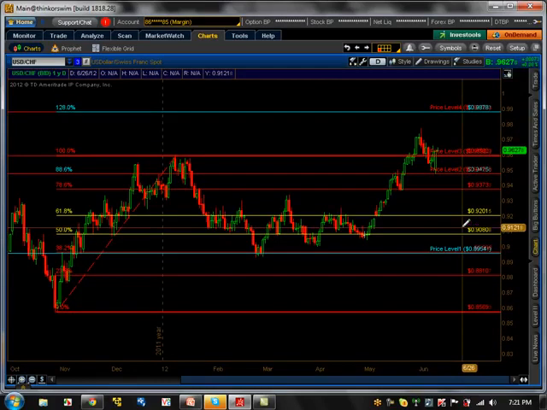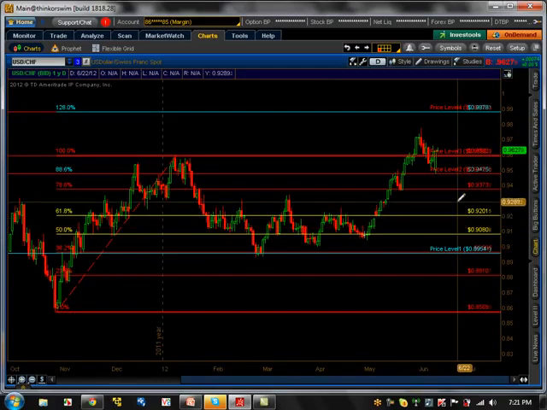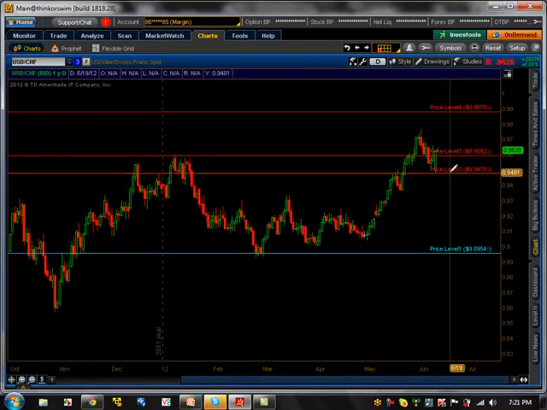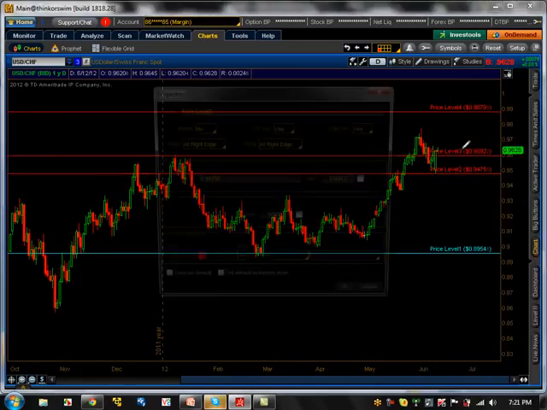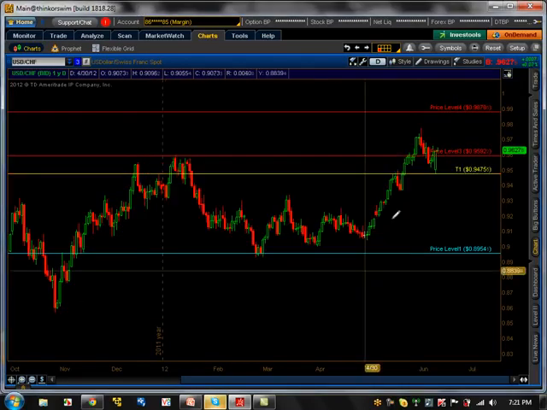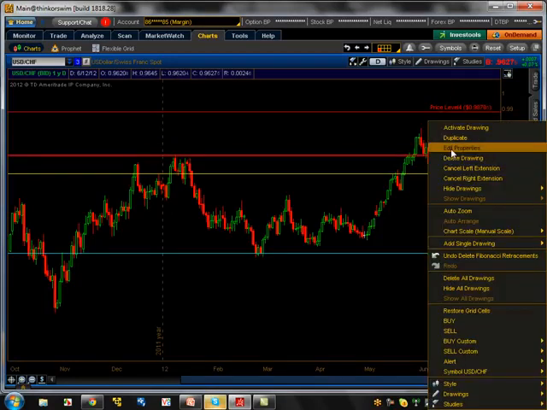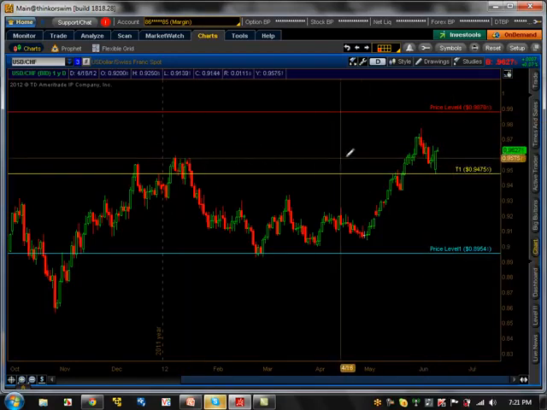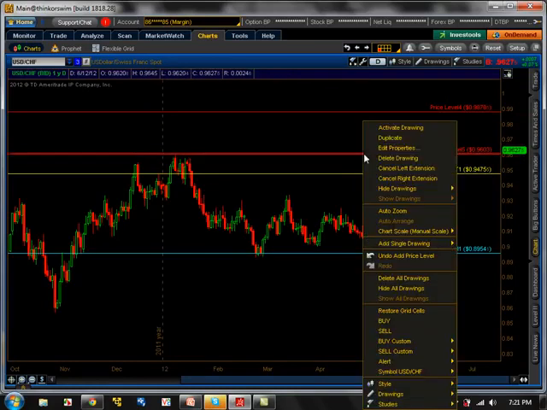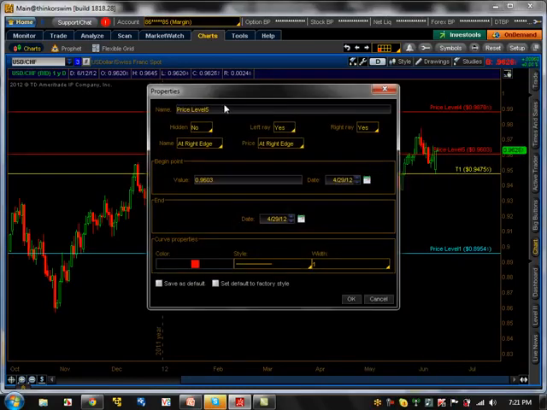So I could basically delete everything. So now I've got a clean looking chart where this is my first profit taking level. So I'll call this T1 and color this yellow. My second profit taking level, whoops, which I deleted. Let's just say it's here. T2.